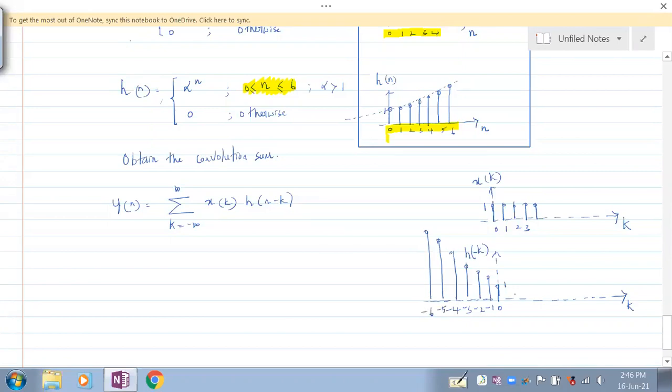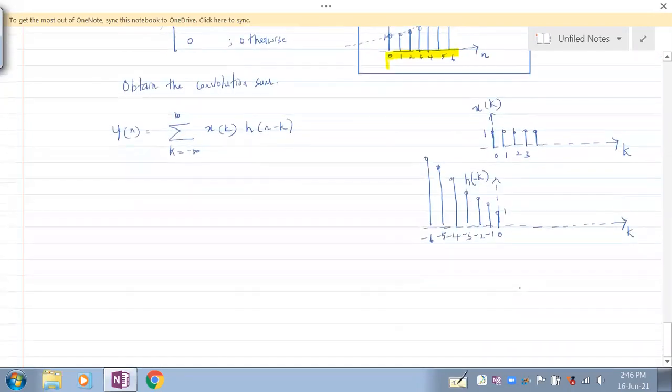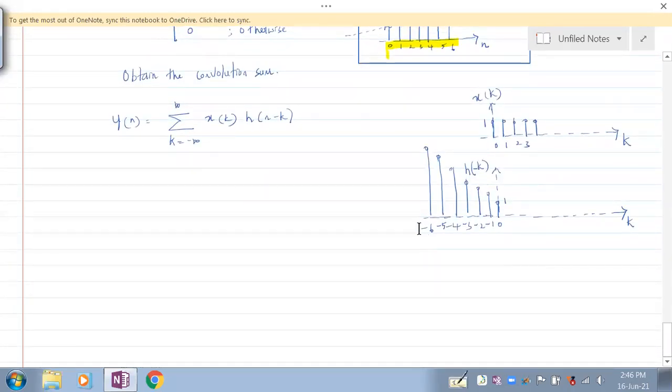So this being 1, at 0 it is being 1. Now this is h of minus k, which goes from minus 6 to 0. With whatever we have learned so far, can you give me what is h of n minus k? Anybody? I've given you h of minus k. Can you give me the h of n minus k range?